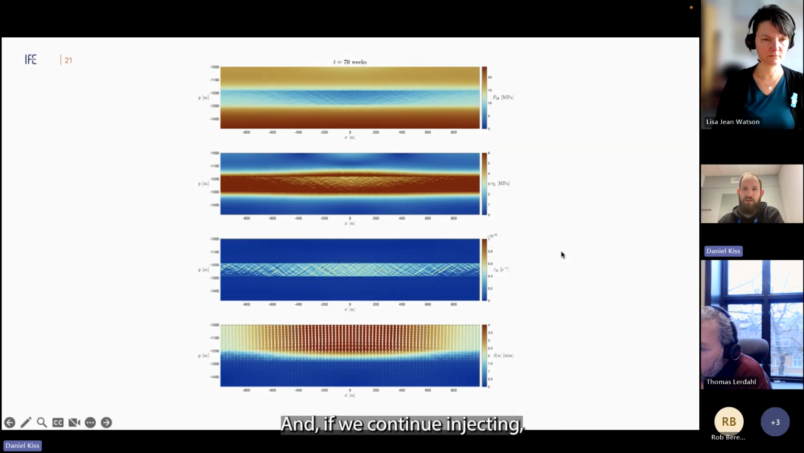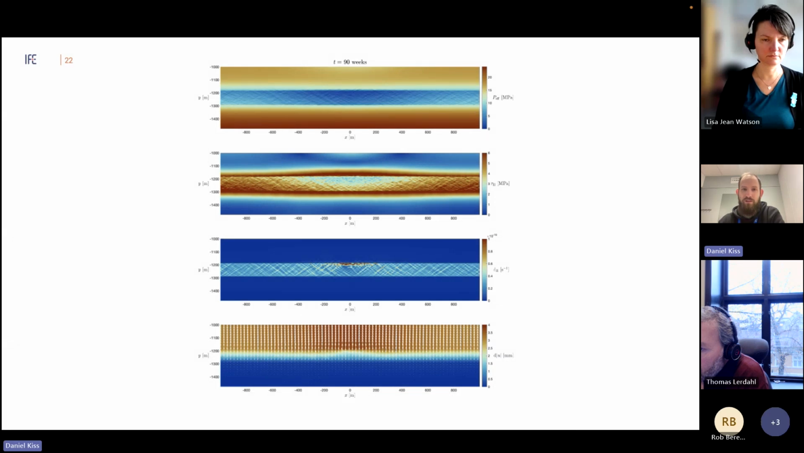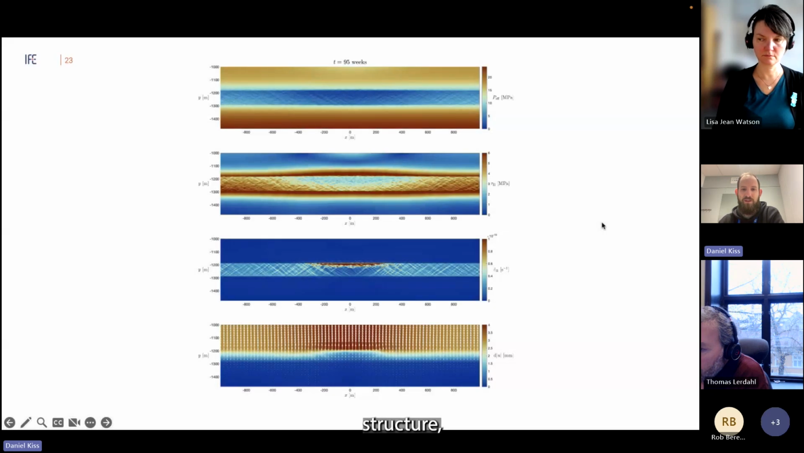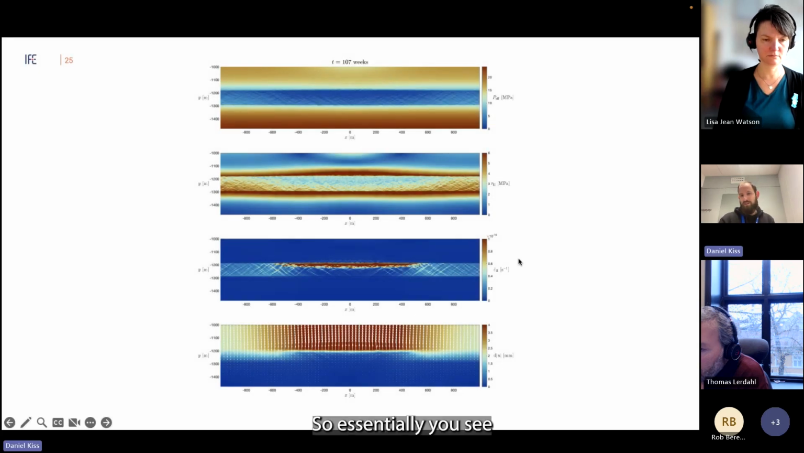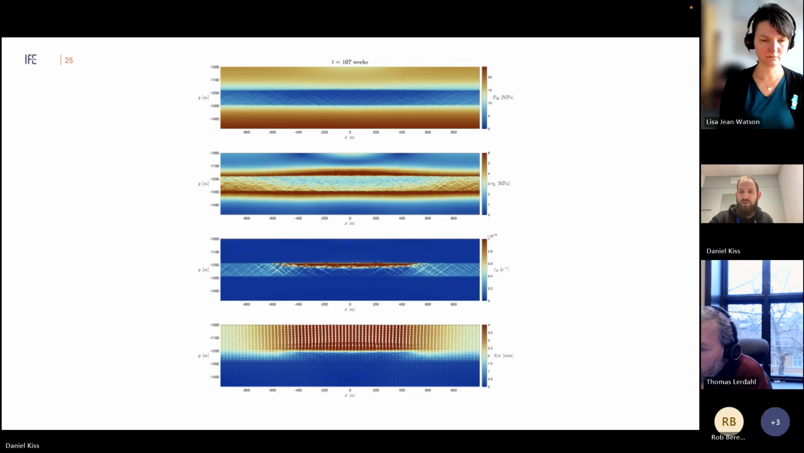And if we continue injecting, then we increase the fluid pressure even more, and we can get to the tensile cap, and we start to form a mode 1 open mode fracture. And this will develop into a sill-like structure over time. Yes, and this is the final state. So essentially, you see here the effect of induced seismicity due to fluid injection.